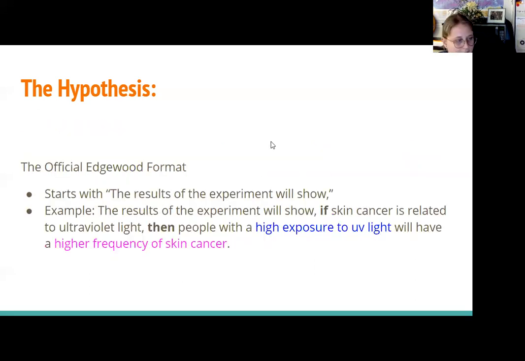So we at Edgewood, we have our own format for the hypothesis. So we always want to say the results of the experiment will show. So you can go ahead and write that down for your hypothesis. That's how it's going to start. And then we're going to do the if-then format. So the results of the experiment will show if skin cancer is related to ultraviolet light.